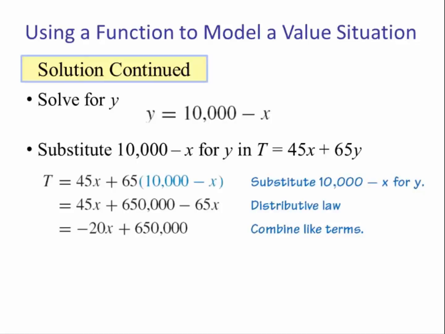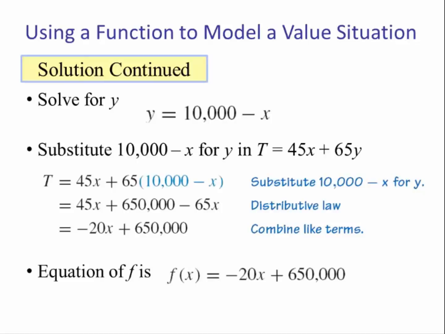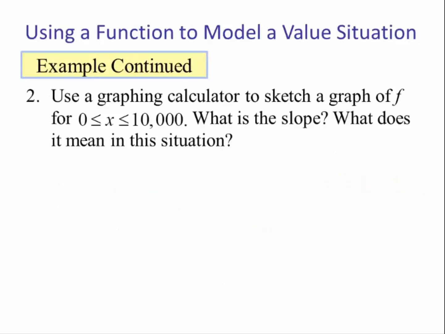Next we use the distributive property and combine like terms. We have negative 20x plus 650,000. So we have our equation: f of x equals negative 20x plus 650,000. Number 2. Use a graphing calculator to sketch the graph of f for the domain from 0 to 10,000. What is the slope? What does it mean in this situation?